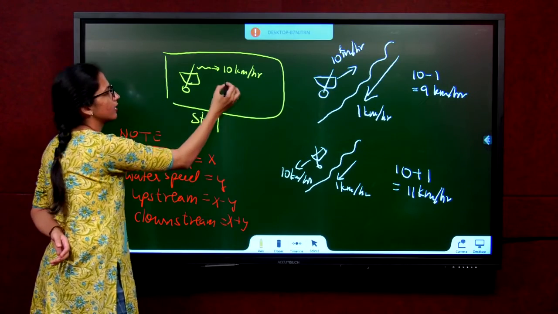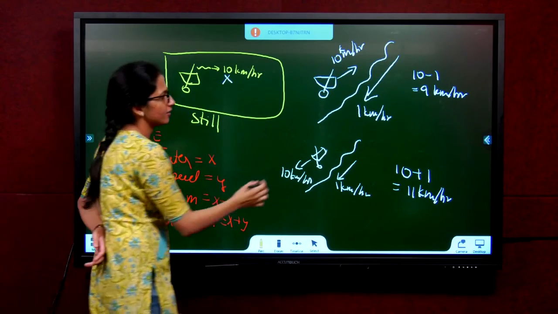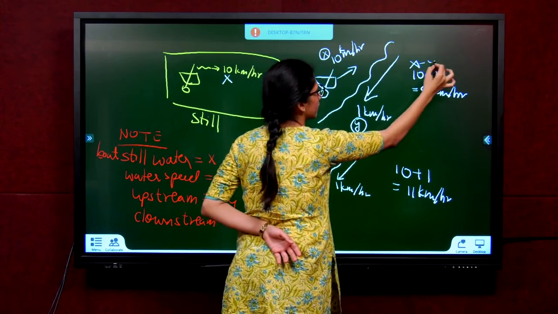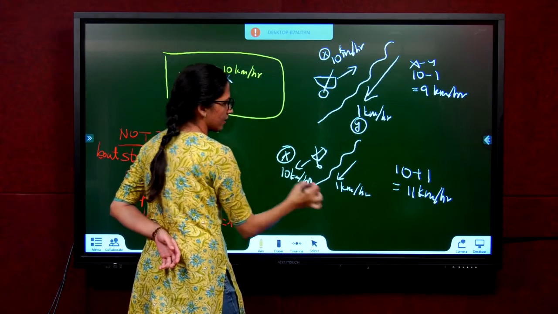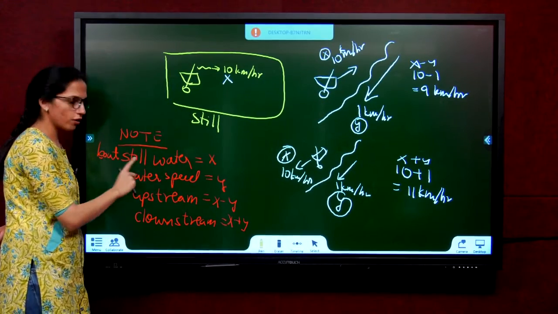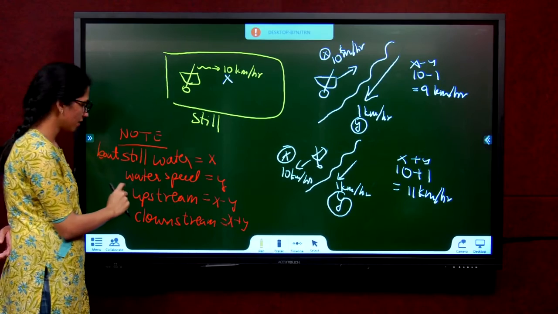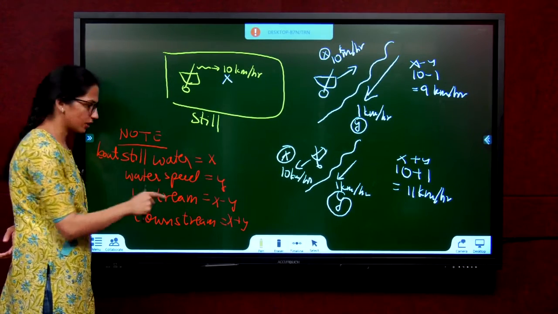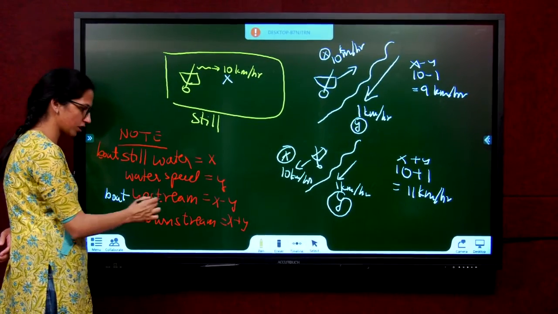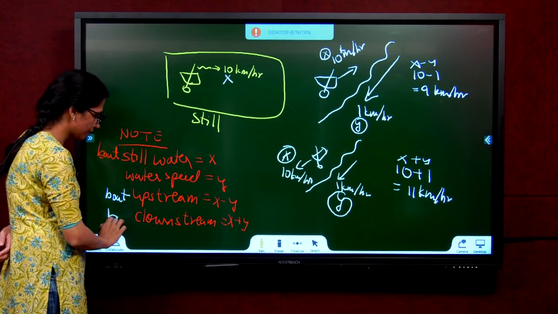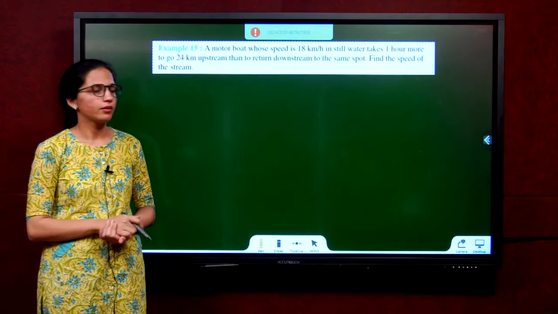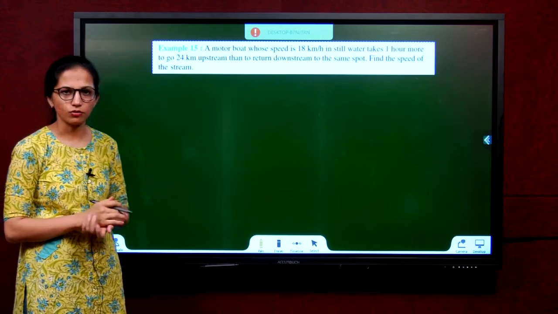Please, if you didn't understand, look here. Instead of 10, I have taken x. Instead of 1, I have taken y. So, see, x minus y. This is x. This is y. X plus y. Same thing over here. Boat in still water, x km per hour. Water speed, the speed of the river, y kilometer per hour. Upstream, that means boat's speed upstream, x minus y. Boat speed downstream is x plus y. Now we understood how we have to calculate the speed for upstream and downstream.